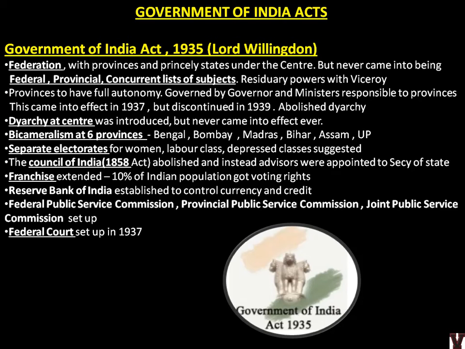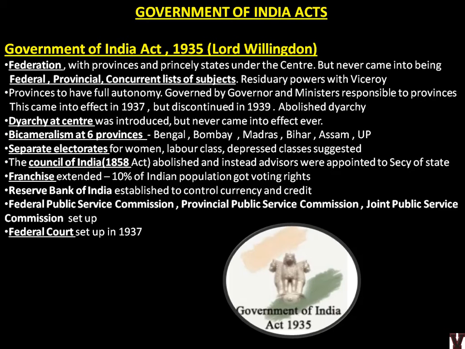Now provinces were to have full autonomy, governed by the governor and ministers responsible to provinces. This came into effect in 1937, but again it was discontinued in 1939. Diarchy was abolished, but this concept of giving full autonomy to provinces was again abolished. If you remember, 1937-39 is the time when Congress got into the ministries, and by 1939 during World War II they all resigned. We have done in detail the 28-month rule of Congress ministers, and why they resigned during the World War.